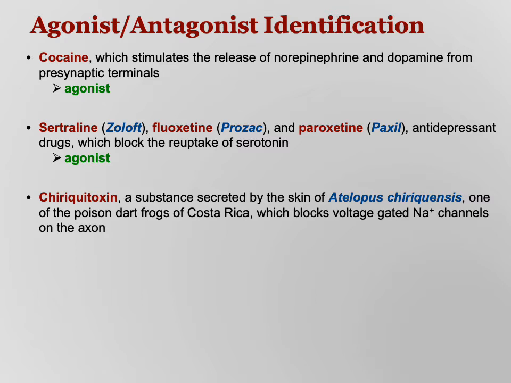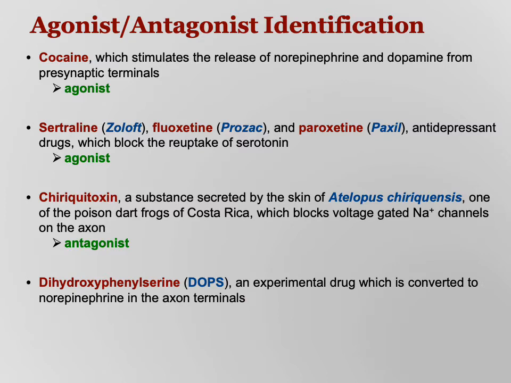Monkey. All right, so, but notice they block voltage-gated sodium channels. So what's that going to do? What did we need voltage-gated sodium channels for? Yeah, we needed those for the action potential. So what happens if you block voltage-gated sodium channels? You get no action potentials. Therefore, these are antagonists. They cause flaccid paralysis. Okay?